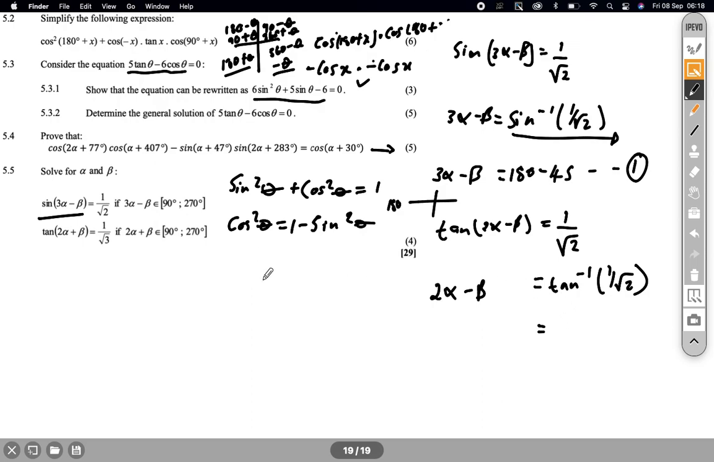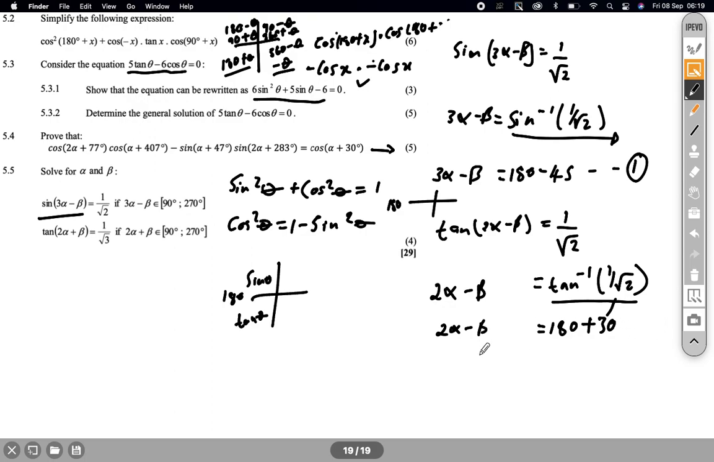But remember, we are working from 90 to 270. So we're going to say, and remember, this is 180 over here. This is sine. This is tan. So to get to tan, if you have 30, this means that you have to add 180. So this is going to be 180 plus theta. Remember, the 30 comes from this part over here, equal to 2 alpha plus beta. Okay, now we have two equations.